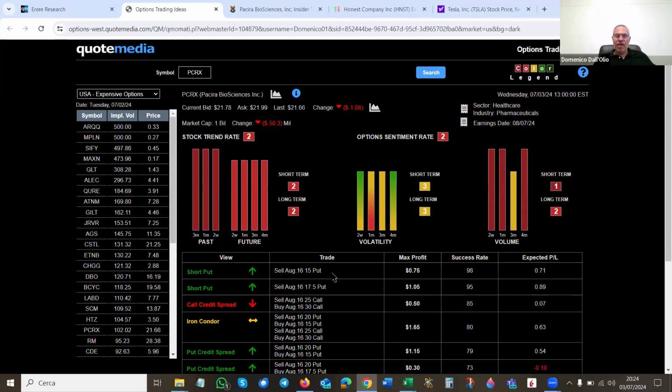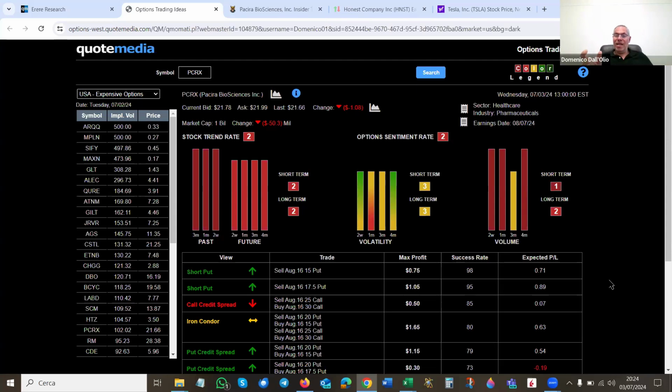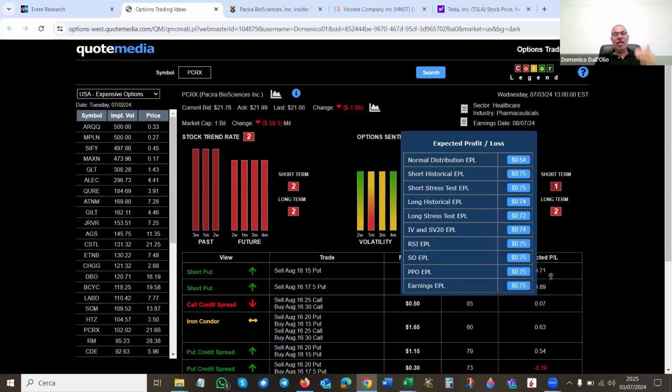Nevertheless, look at this trade here, the short put 15, expiration August the 16th, having a maximum potential profit of 0.75, success rate 98%, expected profit and loss 0.71. That's exactly what I was talking about a few minutes ago: expected profit and loss in line as much as possible with the maximum potential profit. That's, in my opinion, the ideal situation, because it means that more or less all the probabilistic readings are saying the same thing, which very likely will be the outcome of the trade.